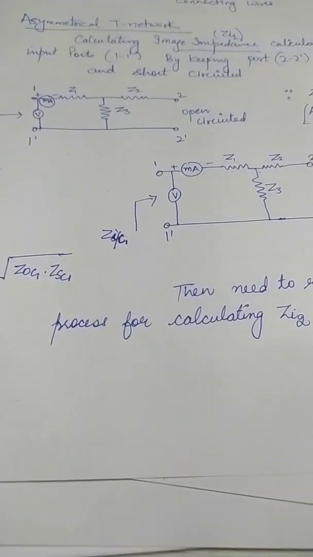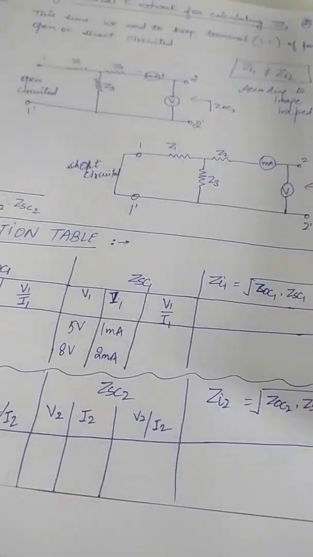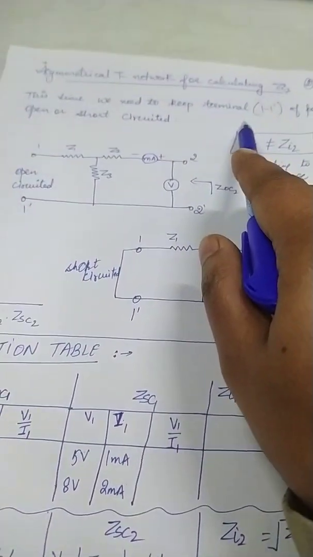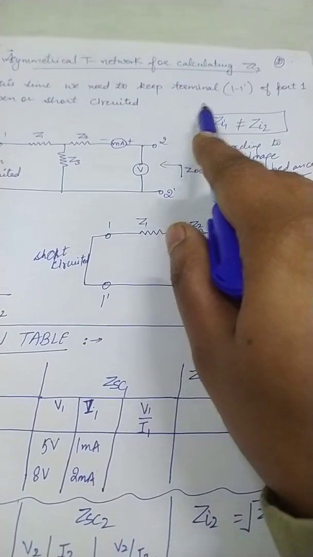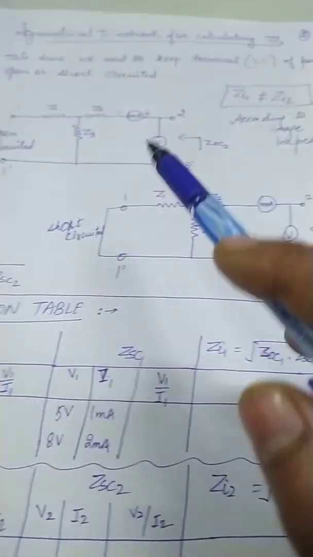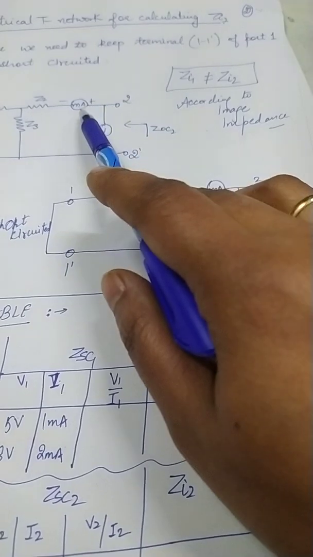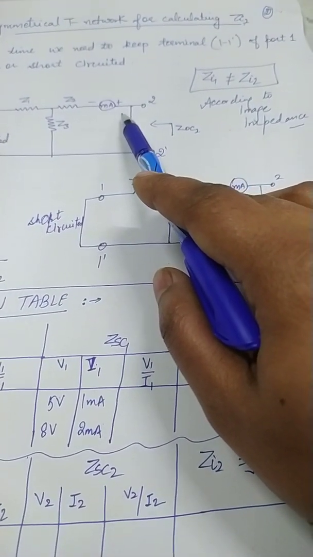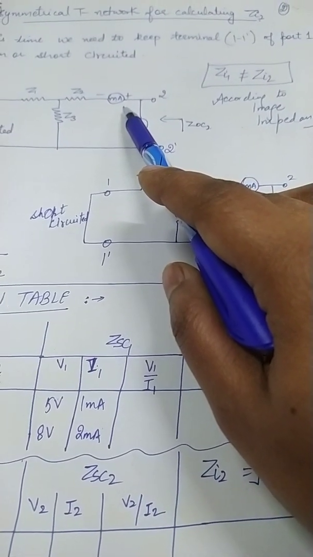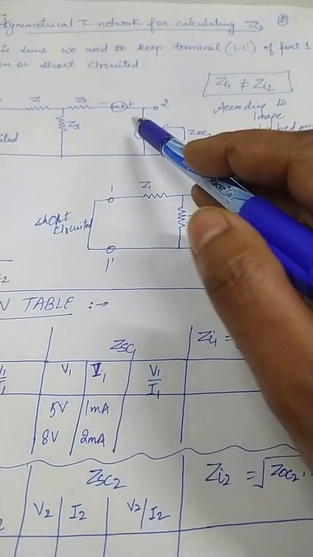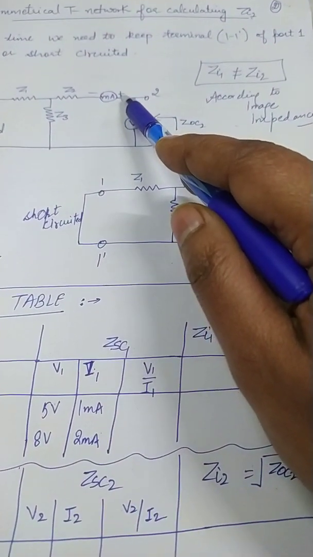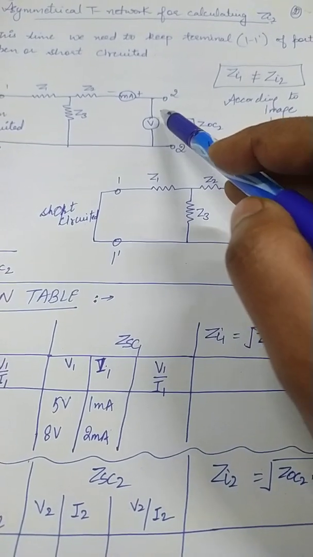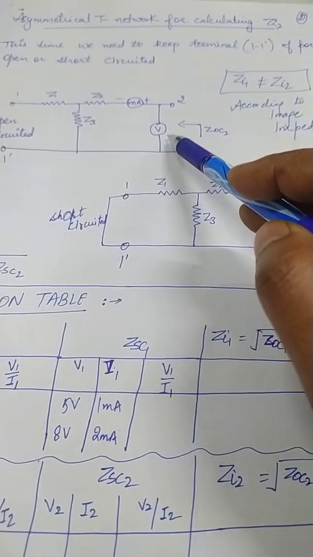The same process we also have to repeat for calculating the image impedance looking from the output side. This time we keep the terminals of my input port open circuited or short circuited, and I also have to change my connections. My milliammeter will now be connected across the output port terminals, that is 2 and 2 dash, and please check the connections. This time my positive terminal will be connected over here, because I will be supplying voltage from the DC power supply, and this is my voltmeter.